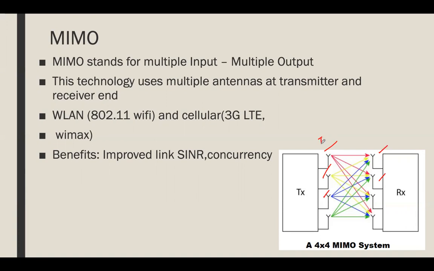So why do we need a MIMO system? What is the advantage of a MIMO system? The basic advantage of a MIMO system is that it gives you an improved SNR, as well as good capacity, and it is a reliable system.